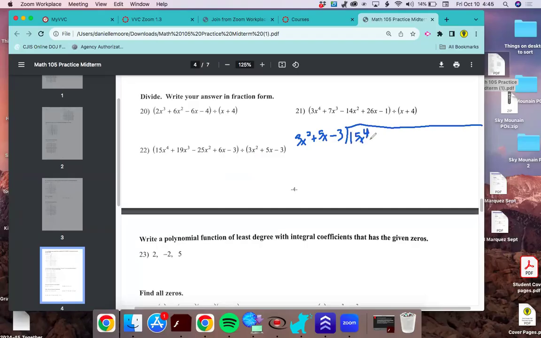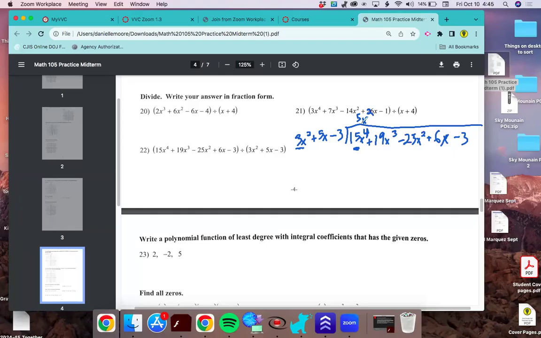15x^4 + 19x^3 - 25x^2 + 6x - 3. Okay. And then dividing that up, remember how this goes. The very first thing into the very first little bit will be a good divide. 15 divided by 3 is just 5. And x to the 4 divided by x to the 2 is x squared left over. Just dividing the very first little bit, 15x^4 divided by 3x^2.